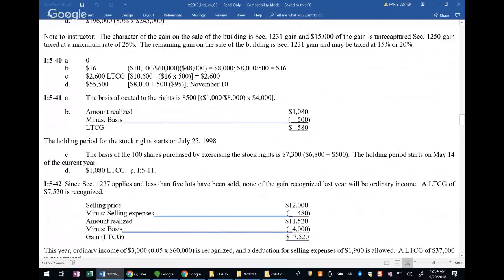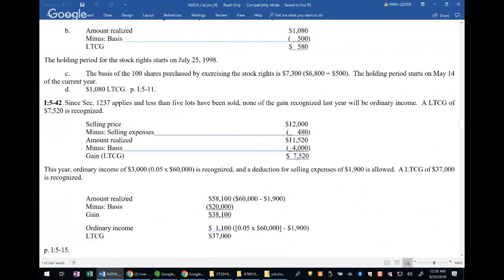How many lots did you sell next year? 10. Now we know 10 times 2,000 a lot, she had 20,000 in those lots. Now, what was the selling price of those lots? All right, 60,000. What was the selling expense? It should have been done the same old way. Take out the selling expense of 1,900. That left 58,100.